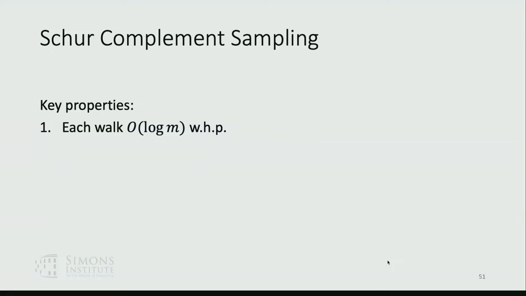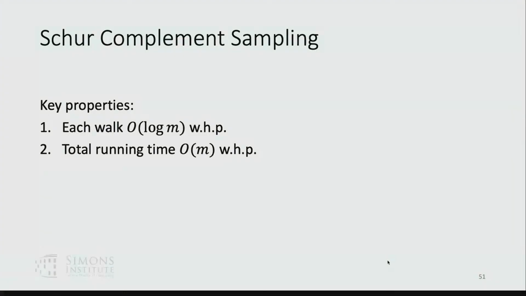Each random walk is actually log n steps with high probability. Why? Because I'm working with a 5DD set. From a 5DD set, at every step I exit it with constant probability. So it's a very short random walk. In fact, when you sum them all up, you will only get total running time of order m.